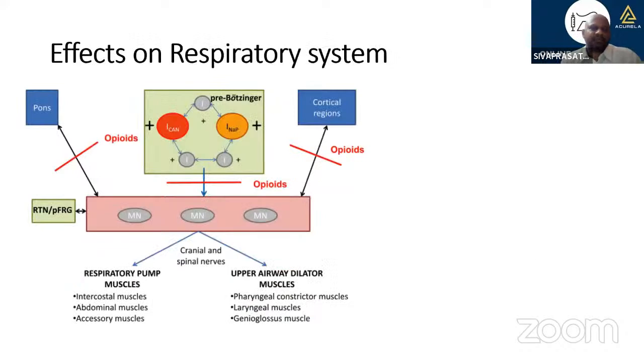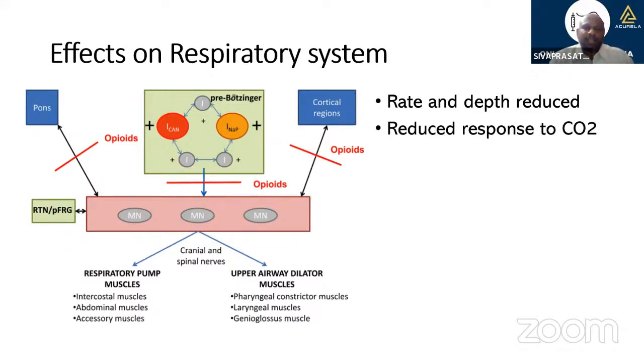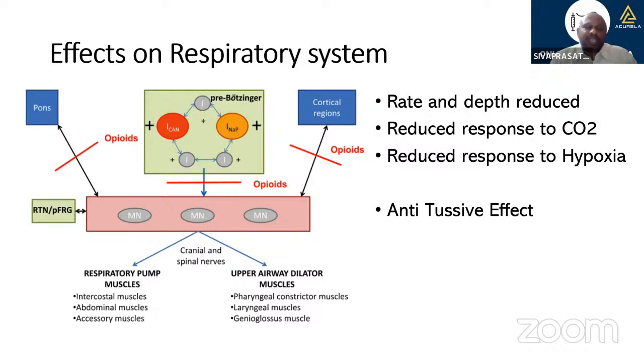Effects on the respiratory system. All the inputs and outputs from the respiratory system are inhibited: from the pons, the Bötzinger complex, the cortical regions. Opiates can block everything. So the rate and depth of respiration is decreased on administration of opioids. There is a reduced response to carbon dioxide and hypoxia also. But on the positive side, we have an antitussive effect, and that also blunts the stress response to intubation.